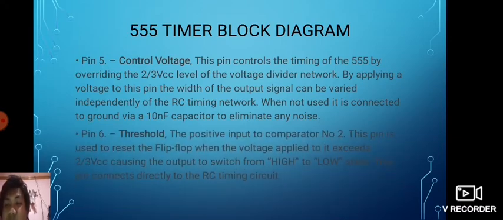Pin 6, threshold. The positive input to comparator number 2. This pin is used to reset the flip-flop when the voltage applied to it exceeds 2/3 VCC, causing the output to switch from high to low state. This pin connects directly to the RC timing circuit.